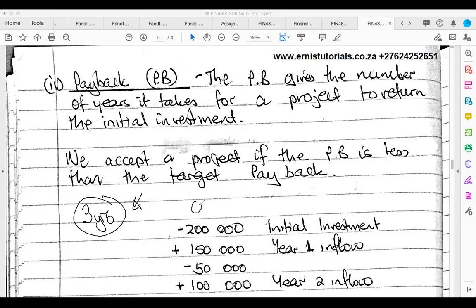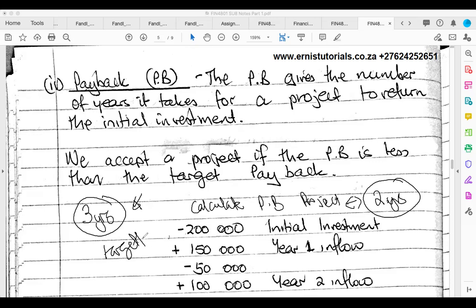Then you calculate the actual payback of a project. So we could calculate the payback of a project and get it to be 2 years. If the payback of a project is less than what the company is targeting, you accept the project. But if the payback of a project is, let's say, 5 years, meaning it's more than what the company is targeting, you reject the project.